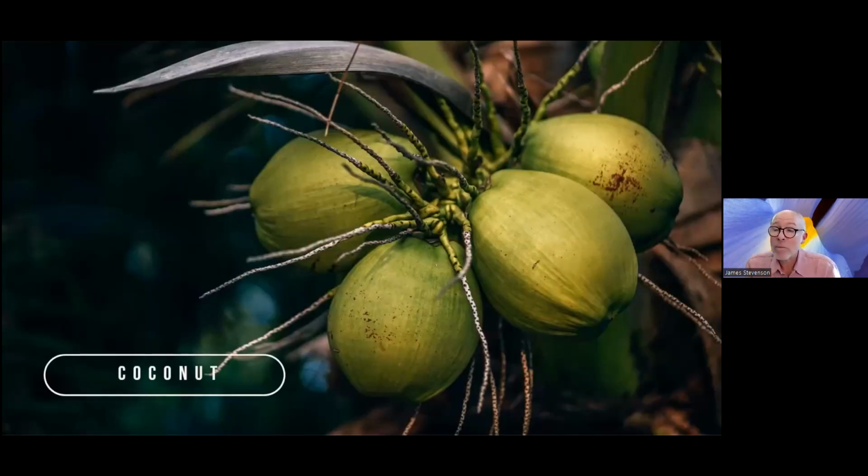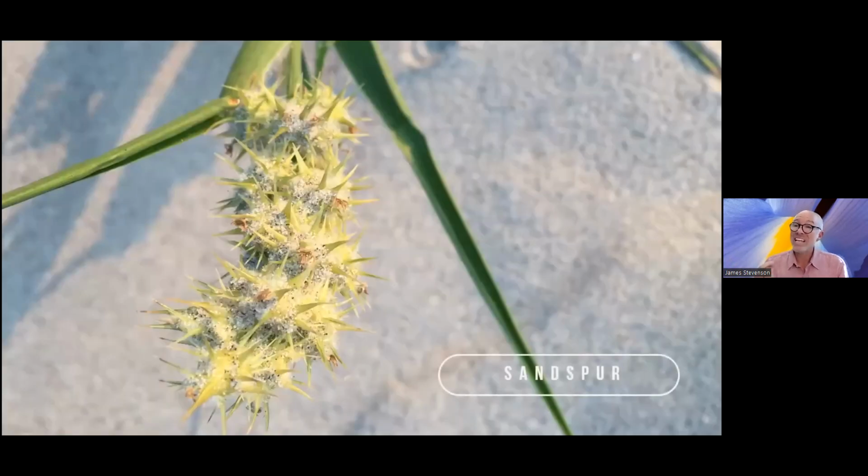Coconut, look, it's a ripened fruit. It's a ripened ovary with a single seed inside. A sand spur. It's a ripened ovary with a seed inside. It is a fruit. Technically, it is a fruit. Not from the USDA perspective, no. But from a botanical perspective, yes, the technical word is fruit.